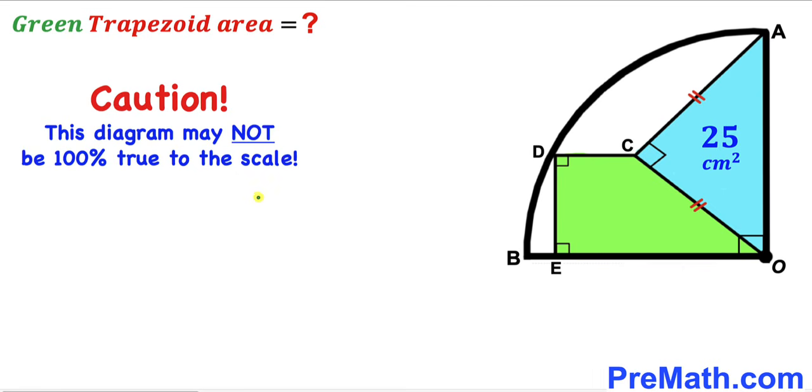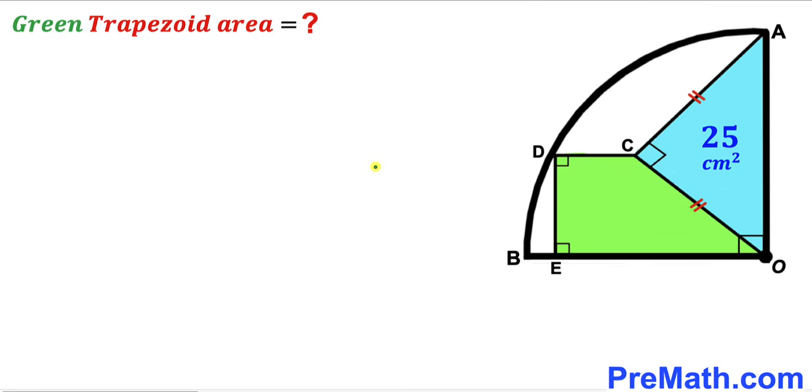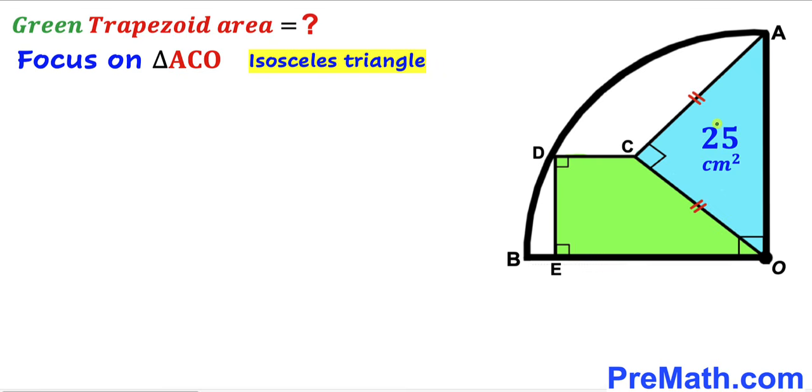Please keep in mind that this figure may not be 100% true to the scale. Let's go ahead and get started. Here's our very first step. Let's focus on this blue shaded triangle ACO. We can see that this is an isosceles triangle since this side length is equal to this side length. I'm going to label this side length as lowercase y and this side length lowercase y as well.